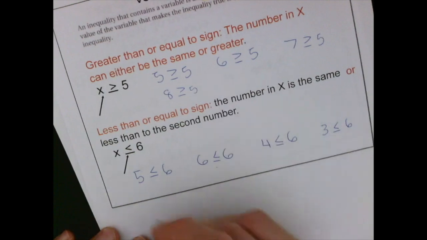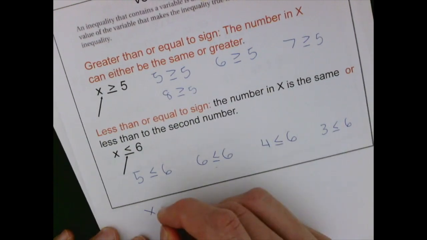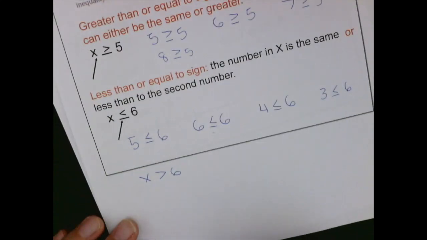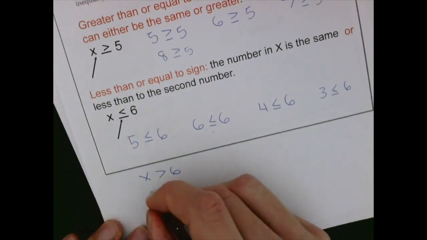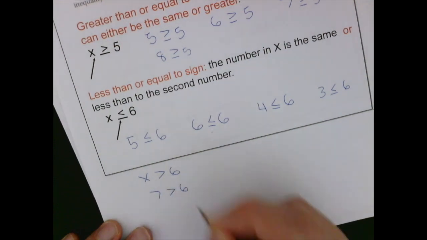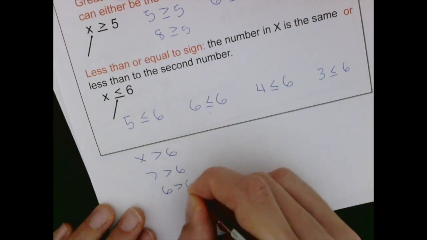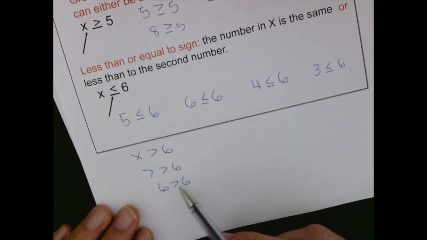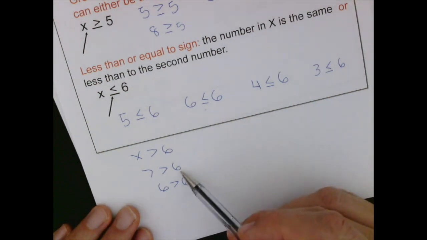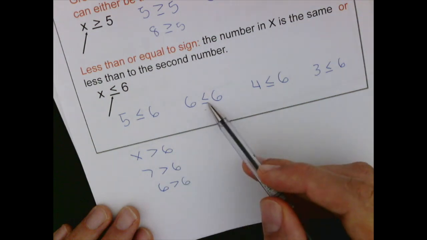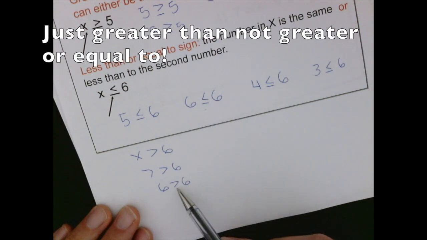The same can also be true if we had x is greater than 6. What numbers can go in for x that make this true? 7 is greater than 6 is true. What about 6 is greater than 6? Well, that's not true. Notice the difference between this inequality and this inequality. This means that it can be less than or equal for it to be true, and this means that it needs to be greater than or equal for it to be true.